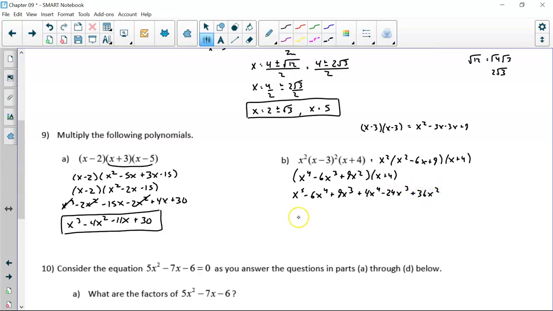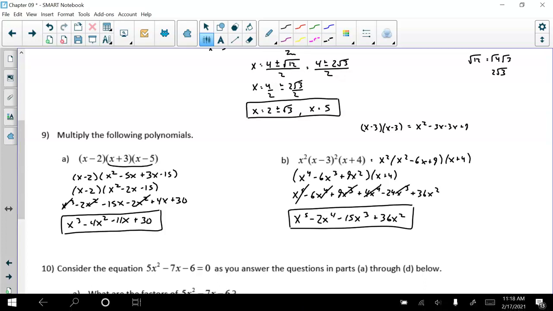Now I combine. I get x to the 5th minus 2x to the 4th minus 15x cubed, and then I get plus 36x squared. And there's our polynomial in standard form. So to get into standard form from factored form, you just simplify, you multiply.